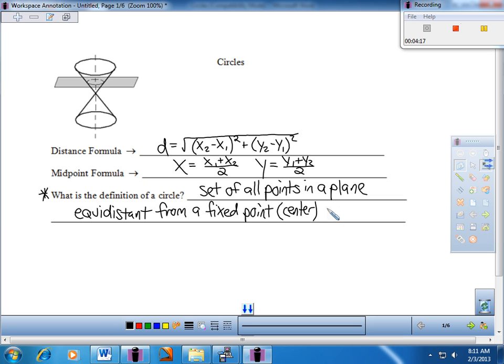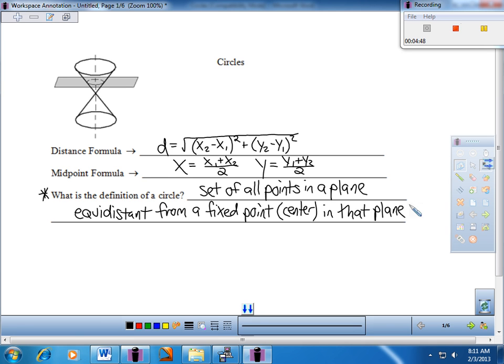And here's what I would ask you. Where does that fixed point have to be? Well, that fixed point has to be in that plane. It can't be off the plane, of course, because we're talking about two-dimensional geometric patterns. Okay, so: fixed point in that plane. And that's it. I think that's a pretty good one to start it out.